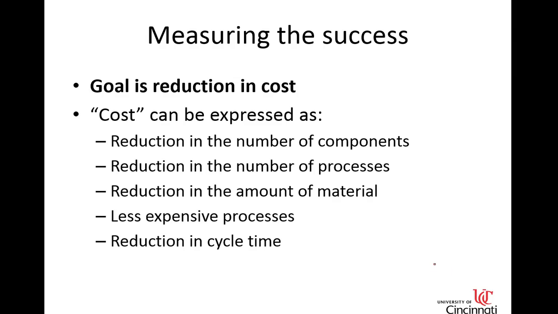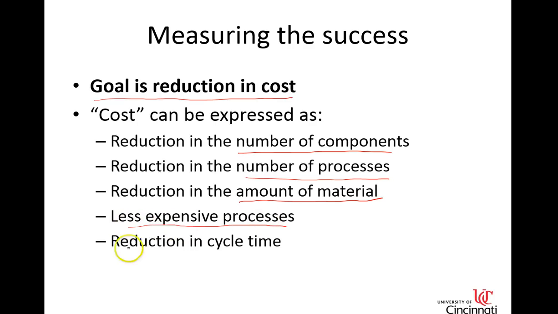How do you measure your success? So your goal is to reduce cost. I'll say cost and time, but time typically works into cost. So cost can be expressed as reduction of number of components, the number of processes. Making a much simpler process is better than a complicated process, less chance of error, less capital investment. Reduction in the amount of material. So not having to spend as much on material costs or reducing a lot of waste. You can have a less expensive process and a faster process. So when you do your project for the semester, this is your goal.